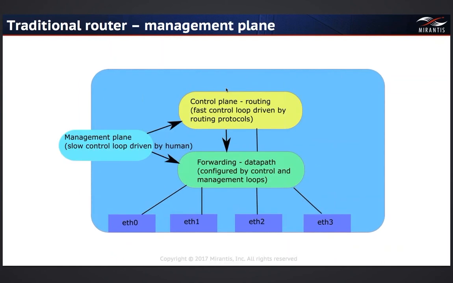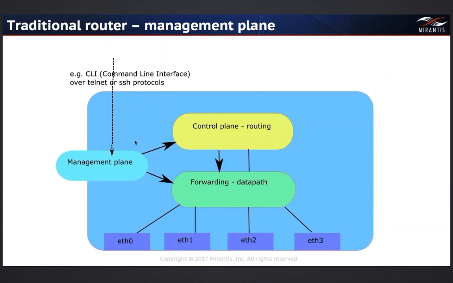It's also sometimes simplified, and we say control plane and management plane are the same. But just to give you more clarity, we will divide the control plane into control plane and management plane. So what is the control plane? Once again, it's a fast control loop driven by routing protocols like OSPF or BGP. The management plane, on the other hand, is a slow control loop driven by humans, by administrators. And this management plane is typically controlled with a command line interface over Telnet or SSH.